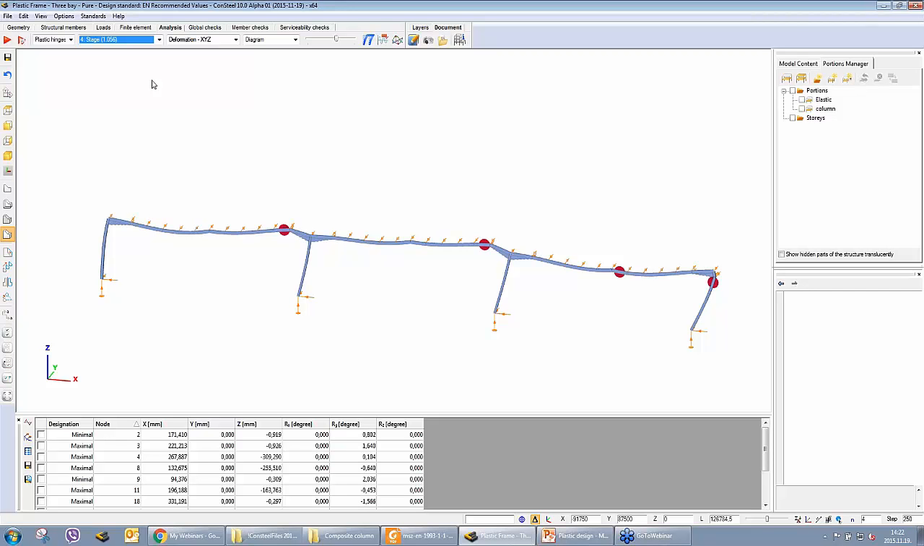But in second order, we always perform a second order calculation which includes the actual reduction in stiffness due to the second order effect. And in this model, since it is a very slender model, these second order effects, when we reached the 4th plastic hinge, made this structure unstable. How can we see this?